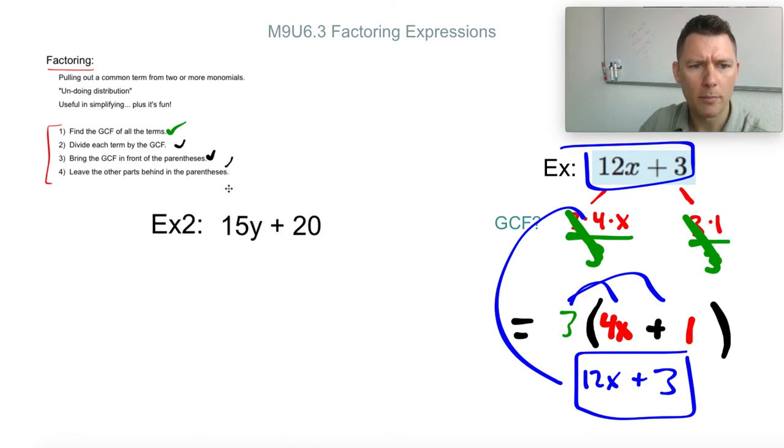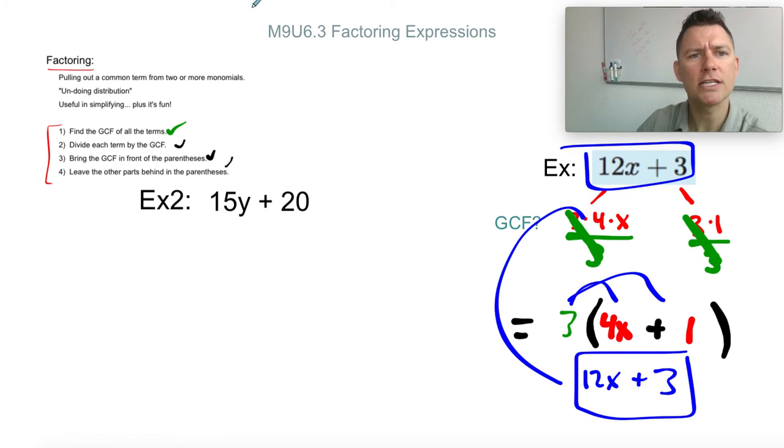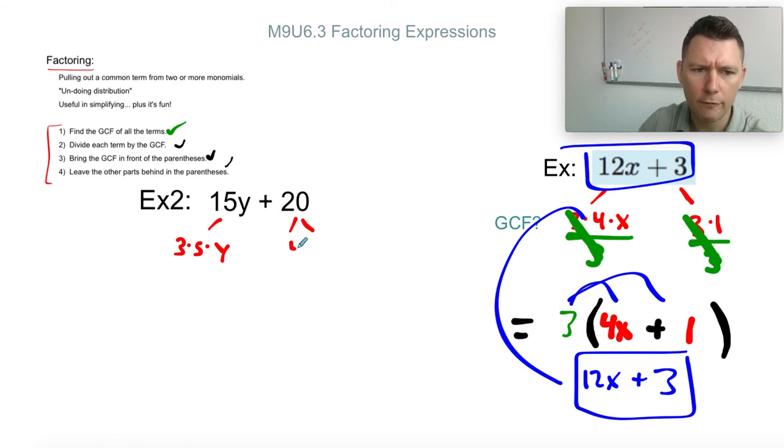So I'm going to do this the sort of long and slow way. I know that 15y is 3 times 5 times y. And I know that 20 is, among other things, 4 times 5. Right? So that's what we found. We're looking for the greatest common factor. Looks to me like the greatest common factor is 5. It's sort of the only common factor. So I'm going to divide by 5 and divide by 5.